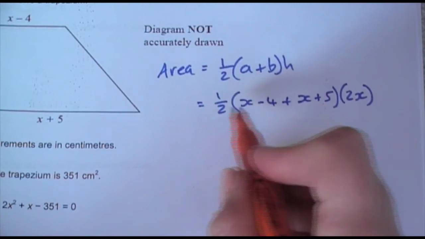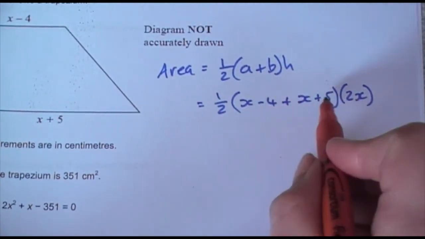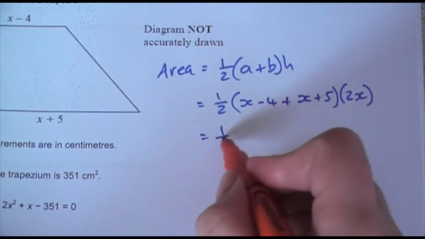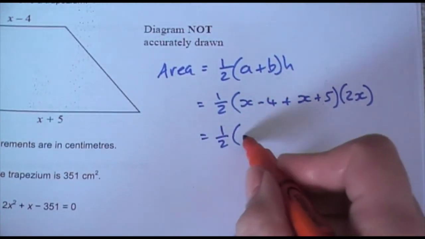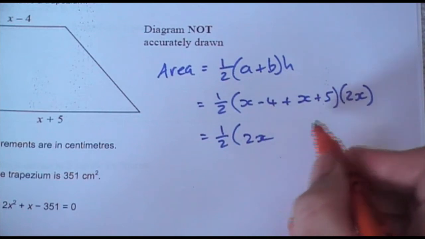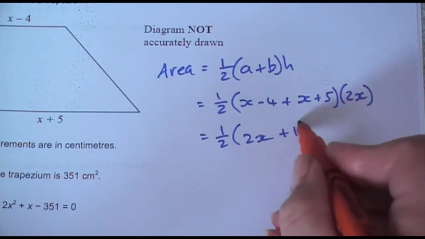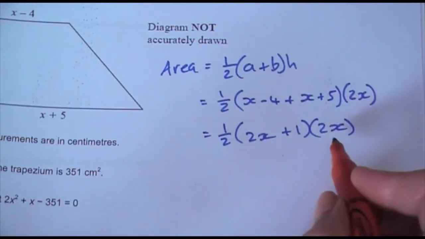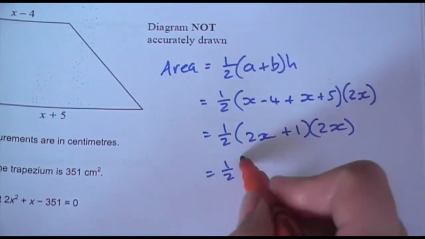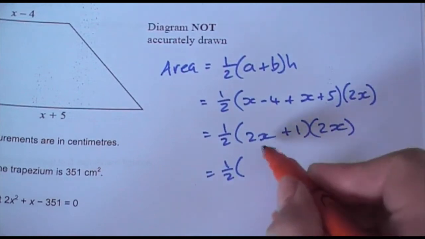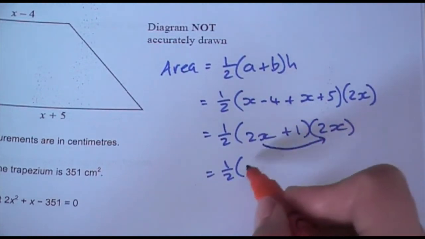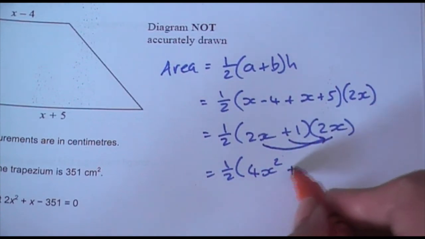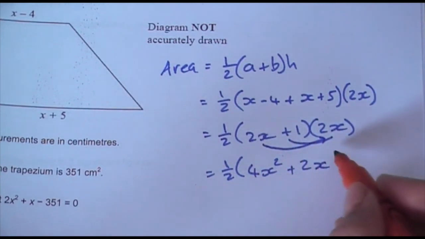Now before I deal with the half, I'm actually going to simplify this bracket and then multiply them out. So I'm keeping the half there for now. x plus x is 2x. Negative 4 plus 5 is positive 1. And then I have my 2x. I'm going to expand this now, again holding off on the half until the end. So 2x times by 2x is 4x squared. And 1 times by 2x is positive 2x.